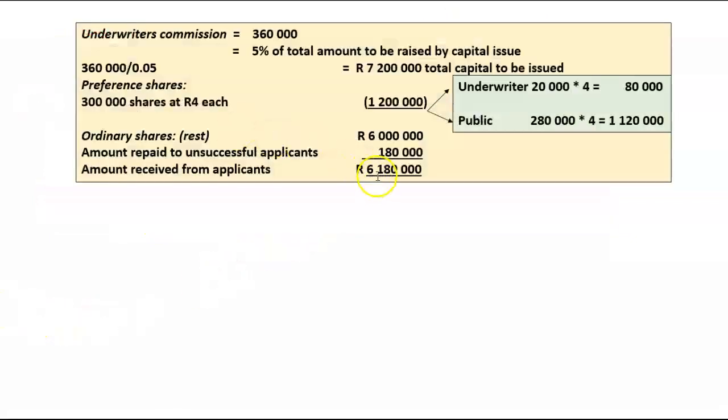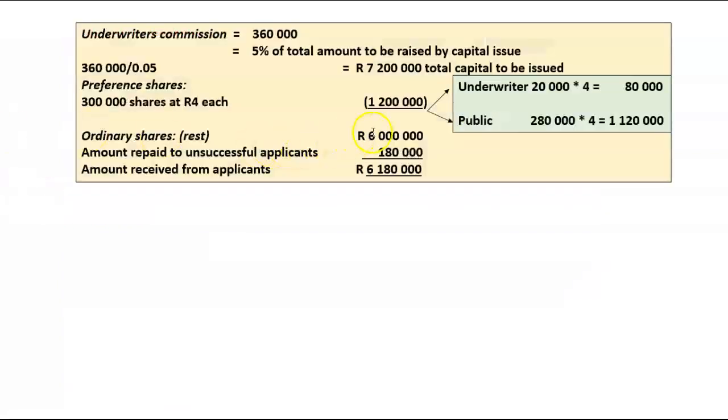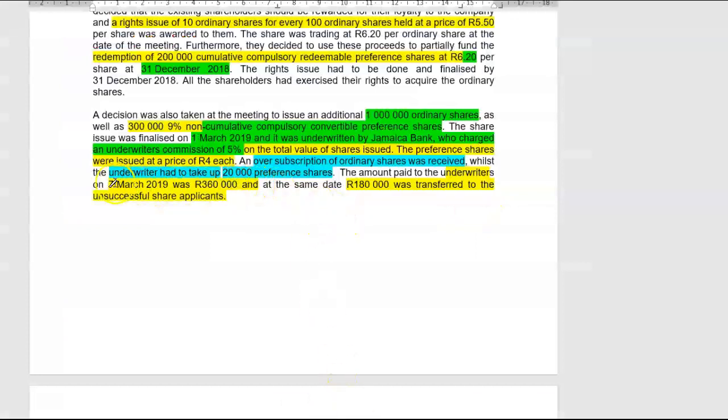Now the ordinary shares, how much have we received? We have received applications to the value of 6,180,000. So bank, 6,180,000, ordinary shares application and allotment account, statement of financial position, 6,180,000. How much were we allowed to issue? We were only allowed to issue 6 million rand worth of ordinary shares. So therefore we can only take out of the allotment account 6 million, which we transfer to our ordinary share capital account.